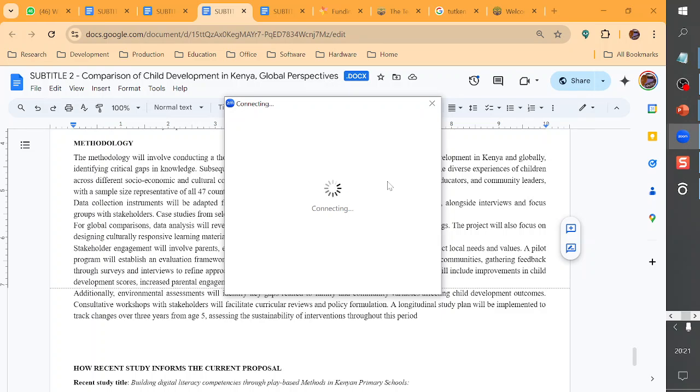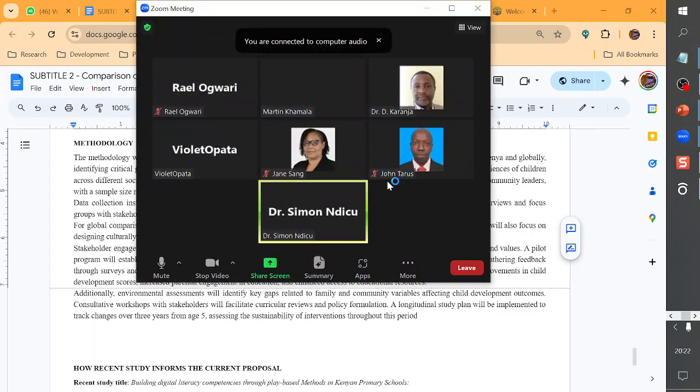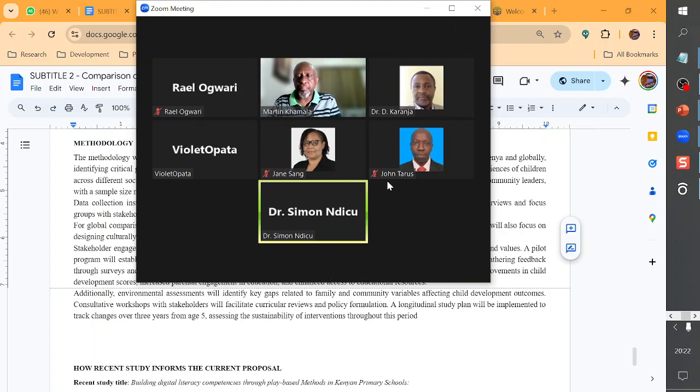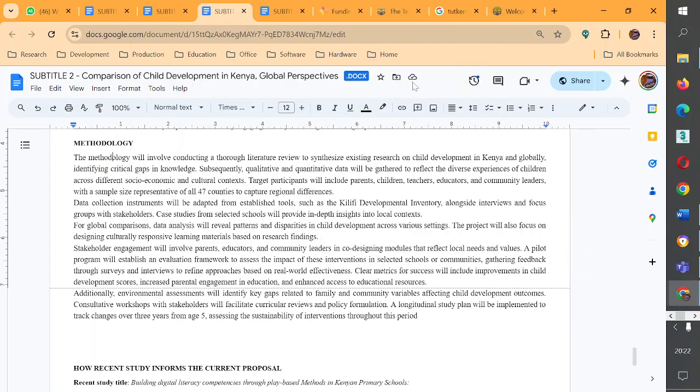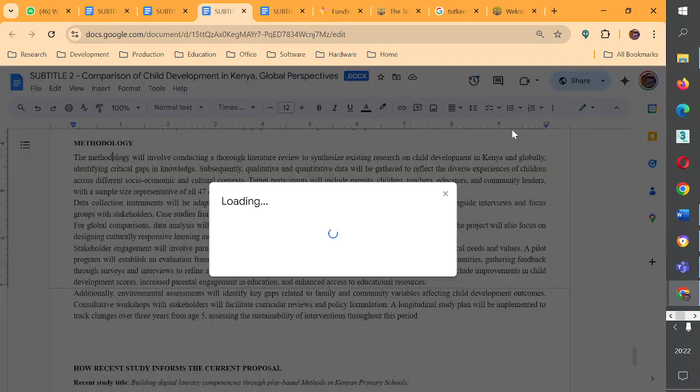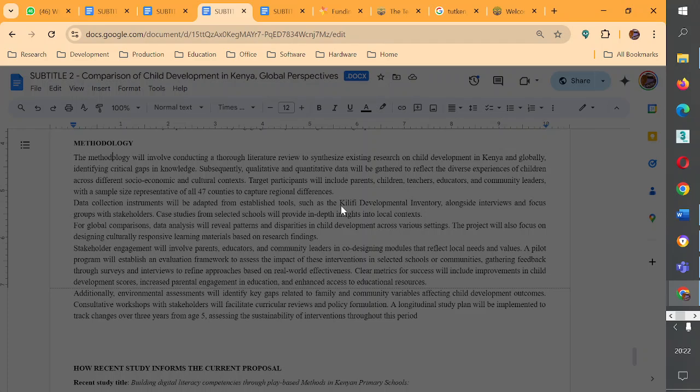Sharing the document. Whatever Martin and Rael and Prof were writing on, we were copied in the correct document. Yeah, Martin has the authority over the document, so I think it will be easy. Because he will read into it, Simon. Okay, if it's one document, okay, all right.